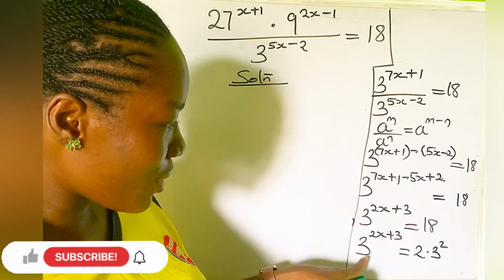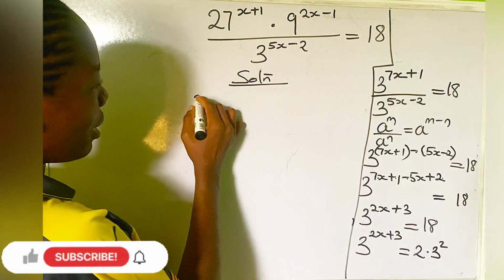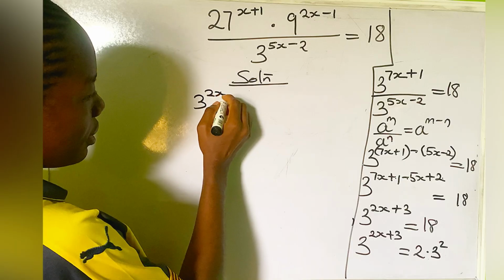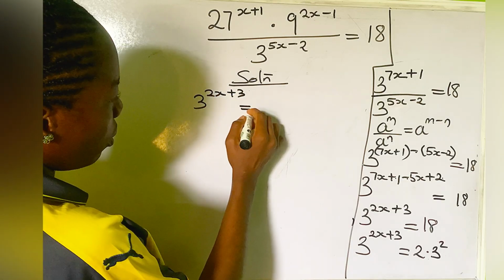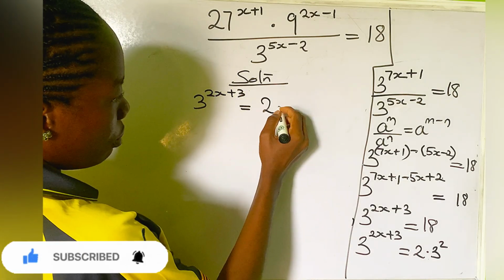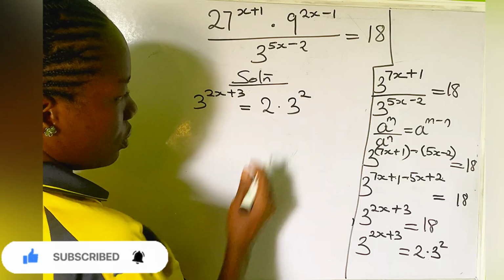All right, so we have 3 to the power of 2x plus 3 is equal to 2 multiplied by 3 to the power of 2.